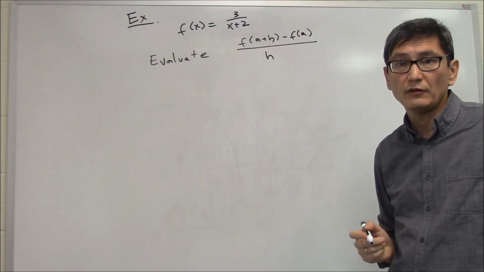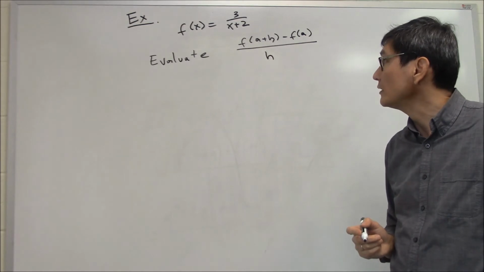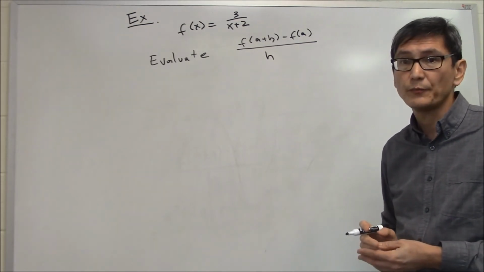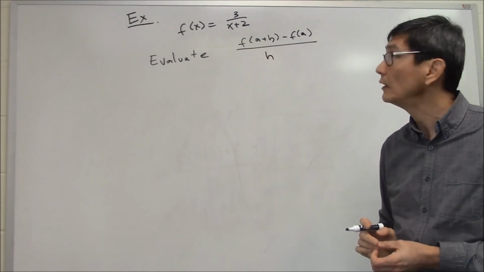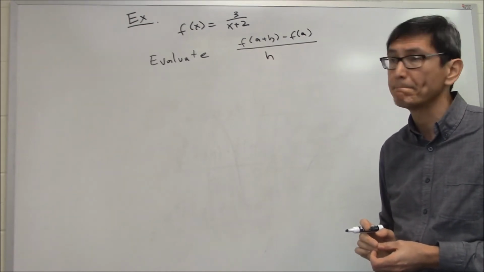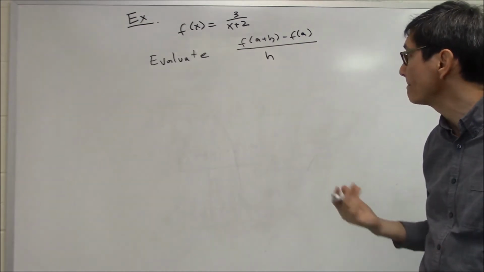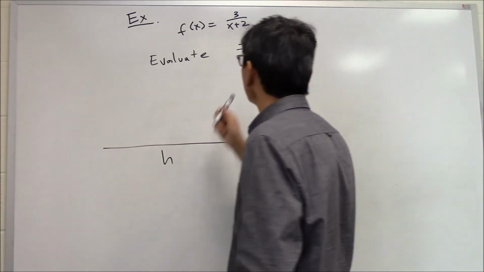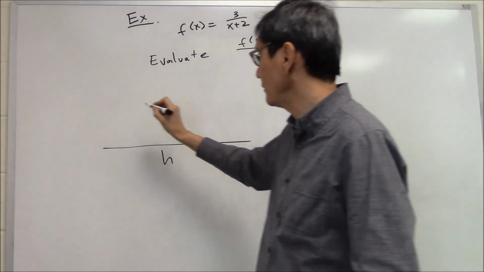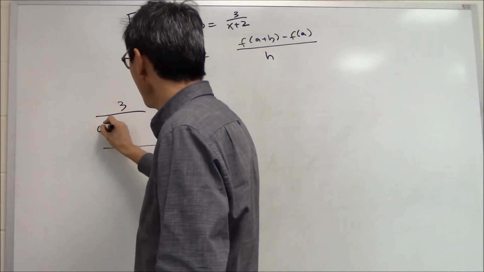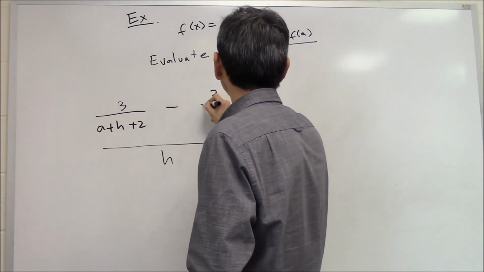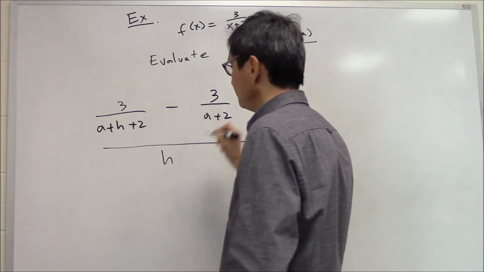Our next example on a difference quotient is the function 3 over x plus 2, and we need to evaluate the difference quotient for that function. So we're working with the expression. We're going to plug in a plus h for x. We're going to get 3 over a plus h plus 2 minus 3 over a plus 2, all over h.